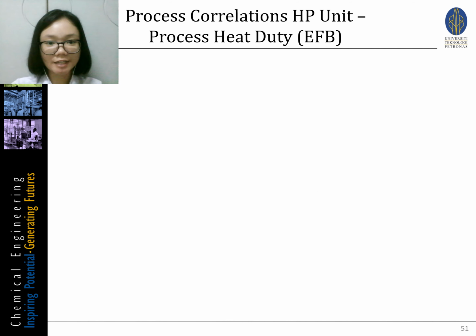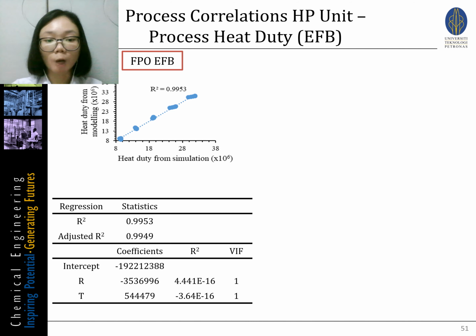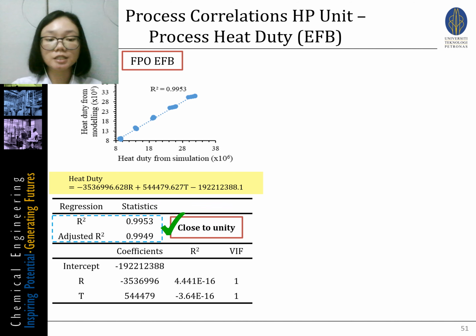Moving on, next I present to you the process correlation of process heat duty from the EFP bulk oil. Here we have FPO-EFP, and this is a result obtained from surrogate model development, and this is a final form of the equation, which consists of variable R and T. The R-squared and adjusted R-squared are close to unity, and the VIF is less than 5.